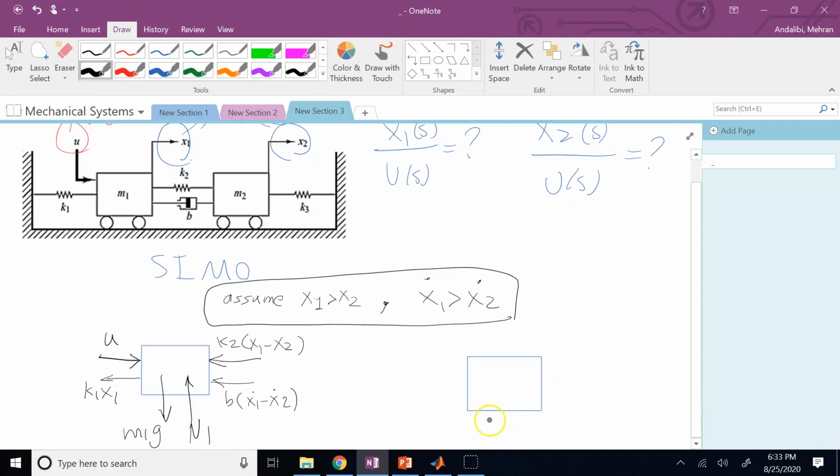And something similar happens for object 2. So you have M2G, you have N2, then this K2 and B that applied these two forces to object 1, the reaction of them will be applied to object 2. So the same magnitude, just opposite direction, right? It's action and the reaction.